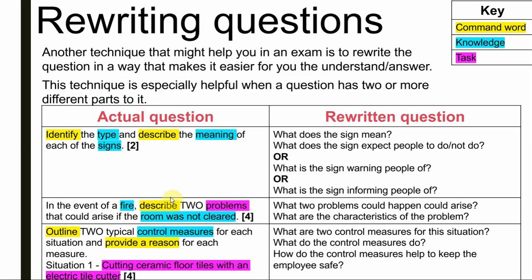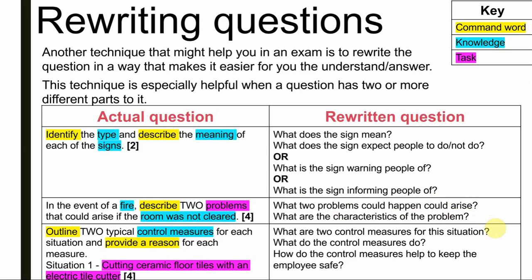If we have a look here, we've got the command word of describe, and we know that's what with detail, so we know there's going to be more to it than just saying the what. And then it's saying for two problems that could arise if the room was not clear, if there was a fire. So we've got here what two problems could happen. Sorry, ignore the could arise bit there. What two problems could happen, and what are the characteristics of the problems? Okay, so for each of those two problems, what is it about them that is a problem?